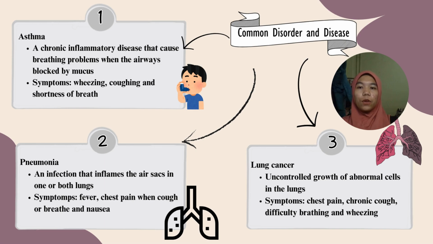The second is pneumonia, which is an infection that inflames the air sacs in one or both lungs. The symptoms are fever, chest pain when you cough or breathe, and nausea. The last is lung cancer, which is uncontrolled growth of abnormal cells in the lungs. The symptoms of lung cancer are chest pain, chronic cough, difficulty breathing, and wheezing.